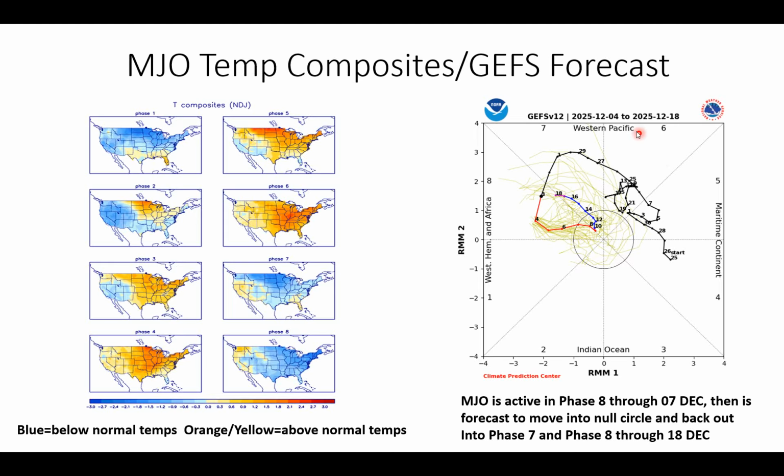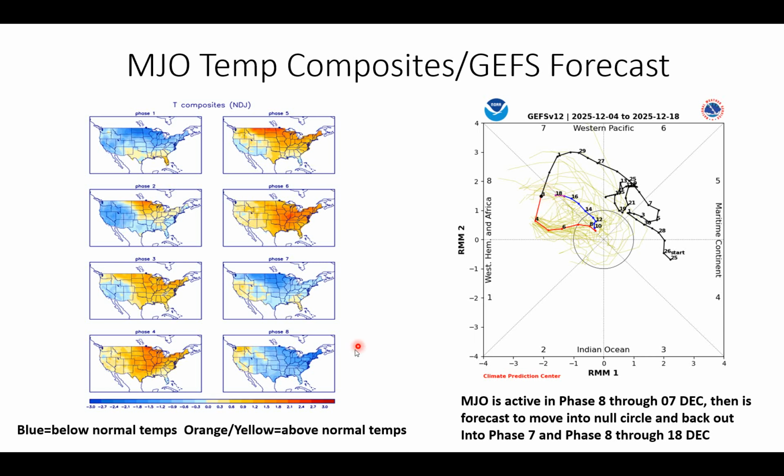This is the MJO forecast, and this goes out to the 18th of December. The black line shows the progression of basically where we have been, that's what happened in the past. The red line and this blue line, and even the purple little line here, that represents the forecast. So Jeff's V12 is forecasting right now we're in MJO phase 8.